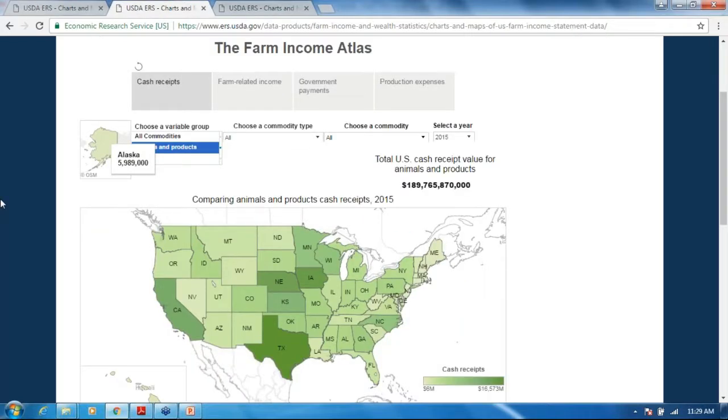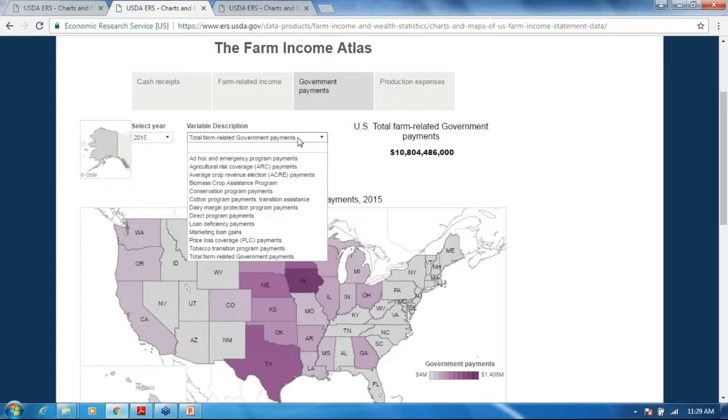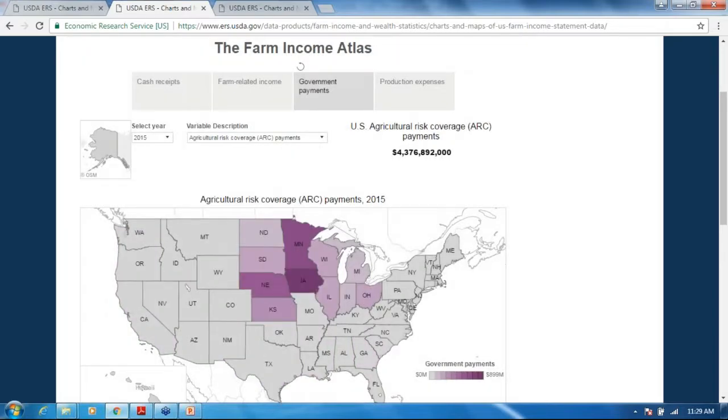We also have a visualization called the Farm Income Atlas, which you can delve deeply into the farm sector income statement. You can look at cash receipts by commodity. You can look at other farm-related income they receive. And what I'm going to take a look at is government payments. So we can get an overview of what total federal government payments look like, or if we want to take a look at where ARC payments are primarily located. So you can quickly get a perspective that it's in the Corn Belt, and that sort of makes sense. Most ARC payments went to corn or are forecast to go to corn.